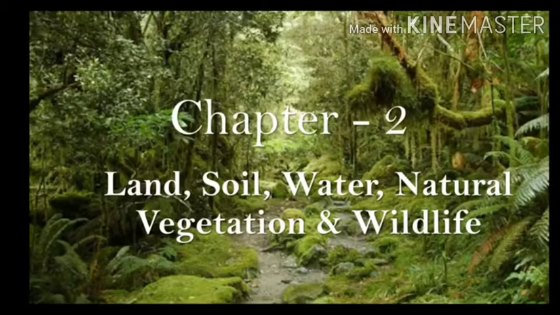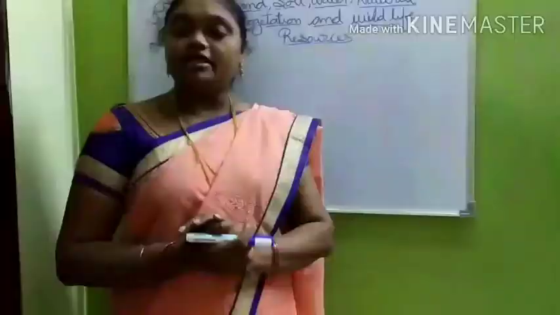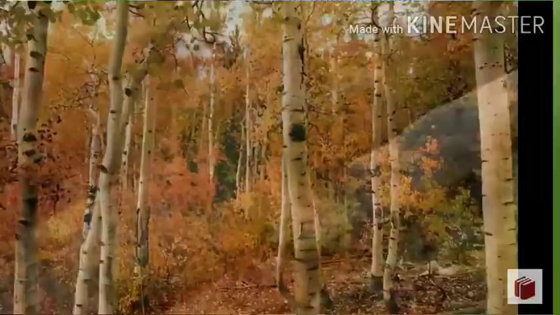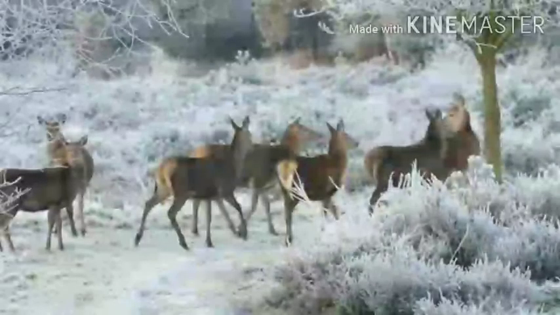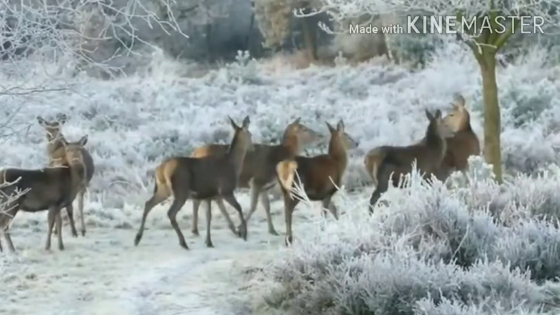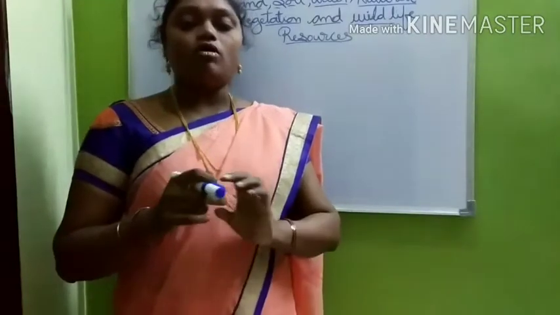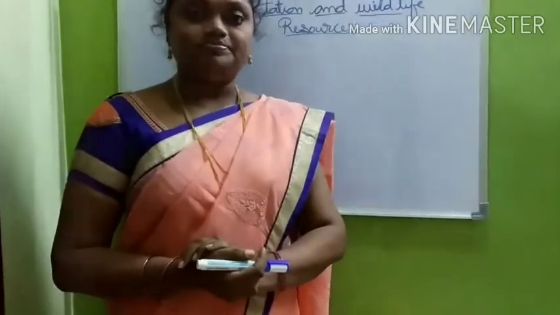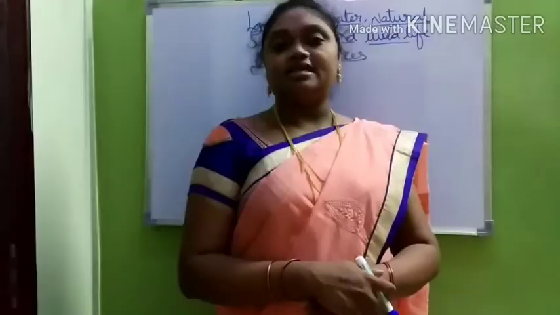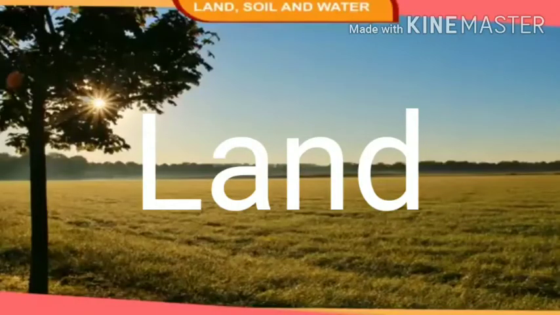Here we will learn how natural resources are useful, how land is useful, what types of soils there are, the condition of water, what happens with natural vegetation, and wildlife and resources. All this we will be learning in this lesson. What is the first word in this lesson? Land. Land is a natural resource.